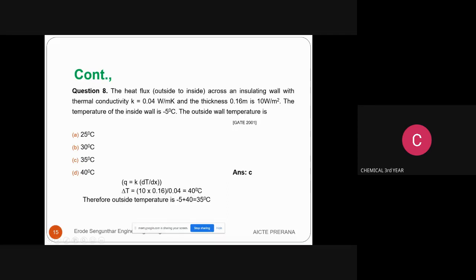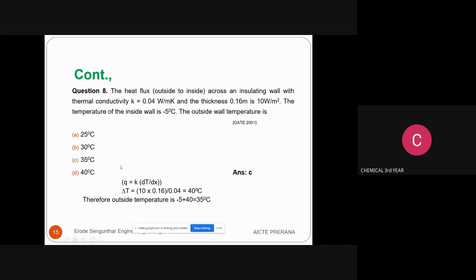Okay, 40 degrees Celsius. This is the temperature difference, T1 minus T2. T1 minus T2 we got as 40 degrees Celsius. If we substitute this in that same thing, T1 minus T2, we can find the unknown temperature. T2 we have to find out. Therefore, the outside temperature minus 5 plus 40 will give 35 degrees Celsius.